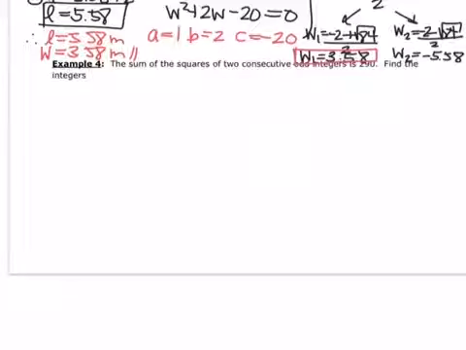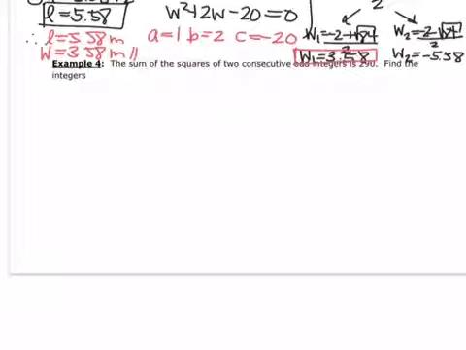So let's work on the next example. It says the sum of the squares of two consecutive odd integers is 290. Find the integers. Consecutive odd integers, what does that mean? Well, if one odd integer is 3, the next consecutive odd integer would be 5. If one odd integer is 11, the next consecutive odd integer would be 13. So we need to very carefully pick our variables so that the next integer would be consecutive and odd.